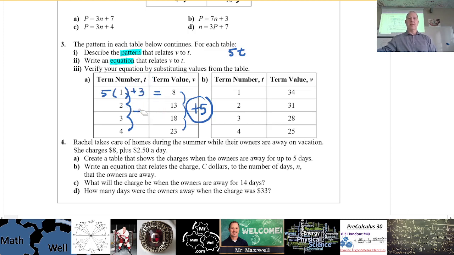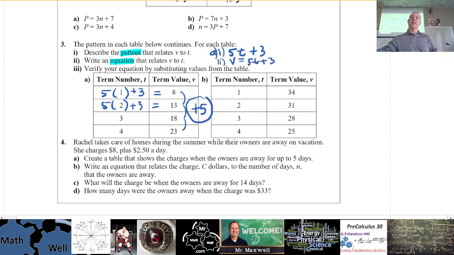So let's check the other numbers as well and see if that works. 5 times 2 plus 3. Well, that's 10 plus 3 is 13, so it looks like this is great. So 5t plus 3. That would be your answer for A, little i there. Okay? That's the pattern. The equation, you just put an equals v there. So for 2, you go v equals 5t plus 3.